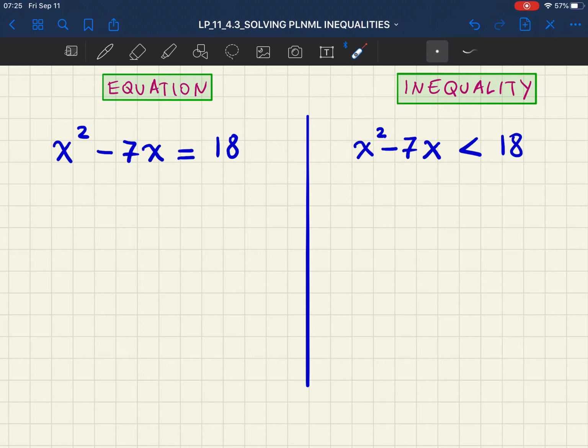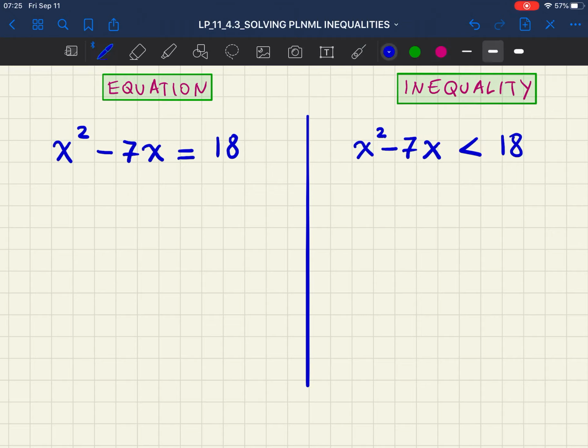Some of the steps will be the same, and it's always good to start learning a new way of doing things by first using what we know already. So let's get started. Here we have an equation x squared minus 7x equals 18, and here we have an inequality x squared minus 7x less than 18. As you notice, all the terms are the same in both, except that in the equation we have the equal sign, and in the inequality we have the less than sign. We could have chosen any inequality sign, but that's what I decided to go with in this case.